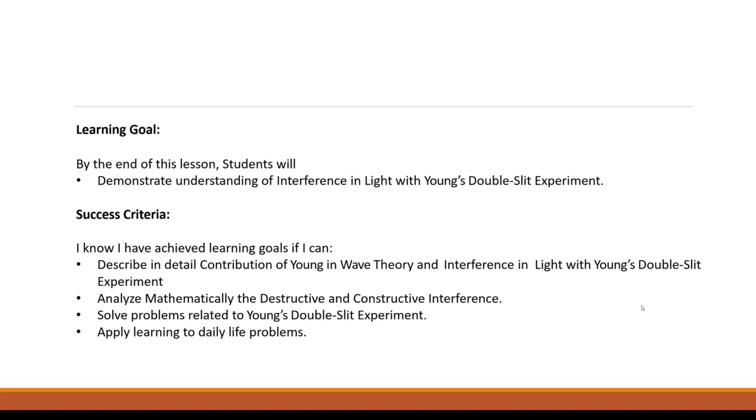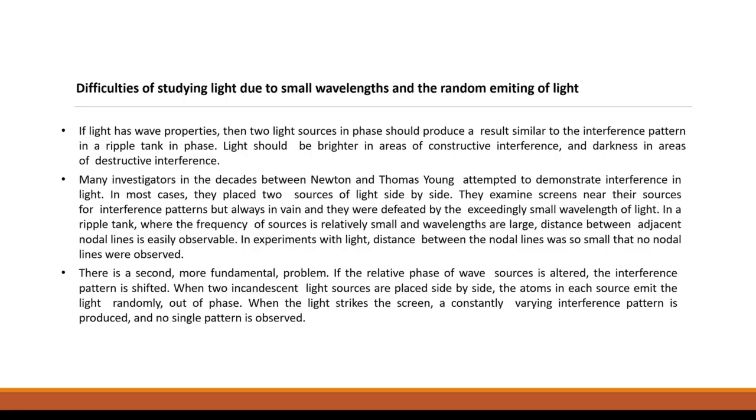the daily life problems. So light is at times difficult to study because of its wavelength and some other factors we'll go over. So if light has wave properties, then two light sources in phase should produce a result similar to the interference pattern in a ripple tank in phase. Remember what we looked at there? Light should be brighter in areas of constructive interference and darkness in areas of destructive interference. So it's pretty intuitive and it should be very easily observable.